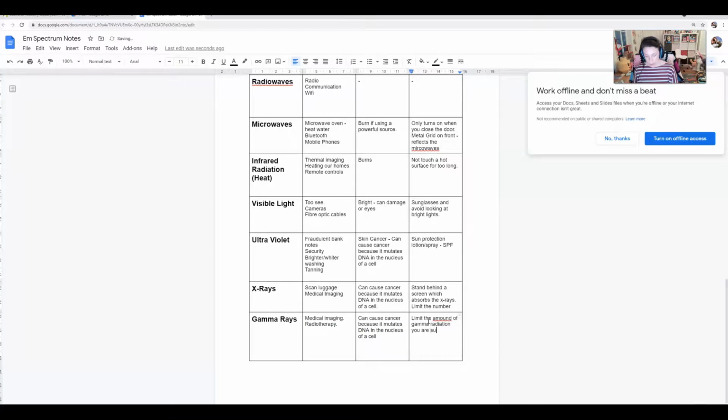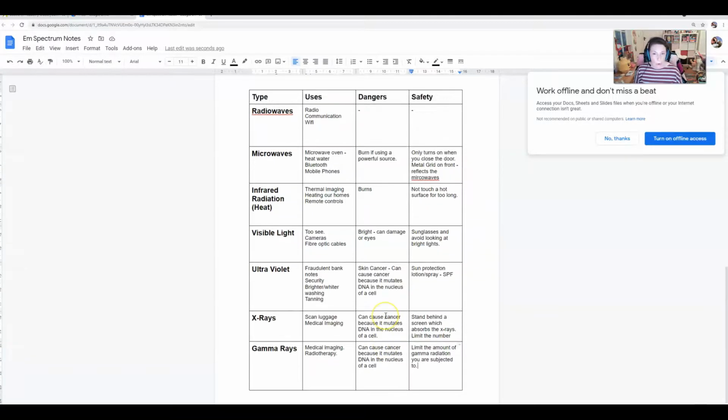you are subjected to. Thing is, if you've got cancer and you need radiotherapy, the risk of the cancer is greater than the risk of the radiotherapy, so you are better off having the treatment of the cancer, even though the treatment could lead to more cancer. And what they do is they use a machine so that the cancer is really targeted, but the rest of the areas receive a smaller dose, so that you're trying to limit that. So these are all the types of electromagnetic wave. You need to know them all, and you need to know the uses and dangers.